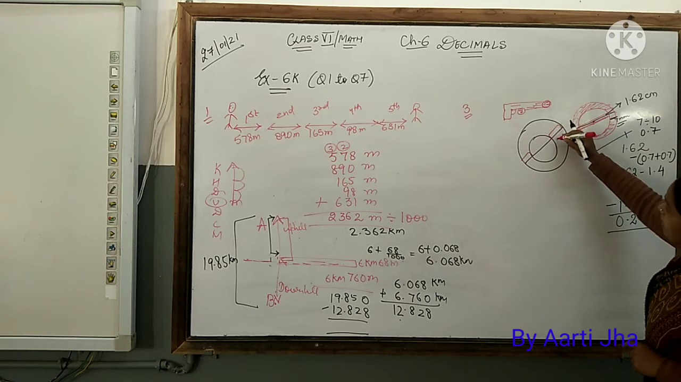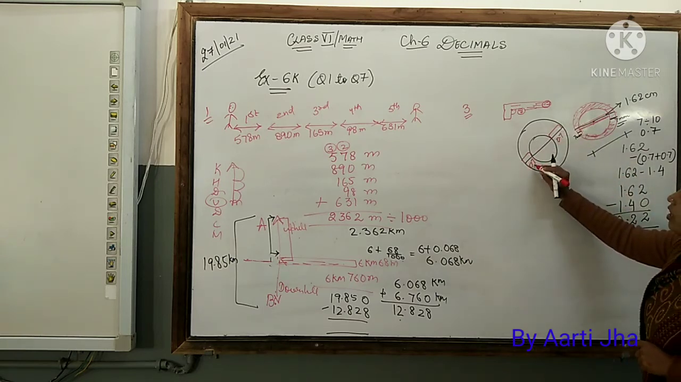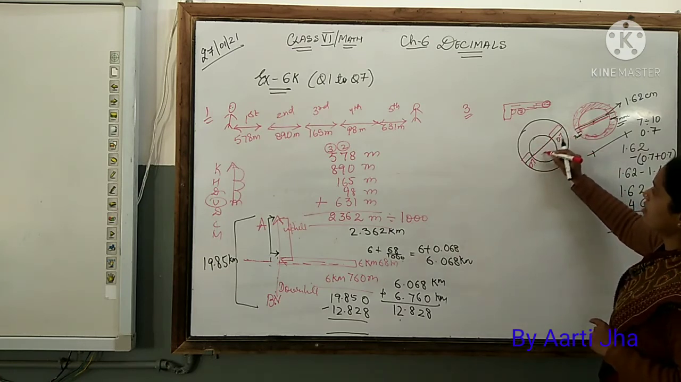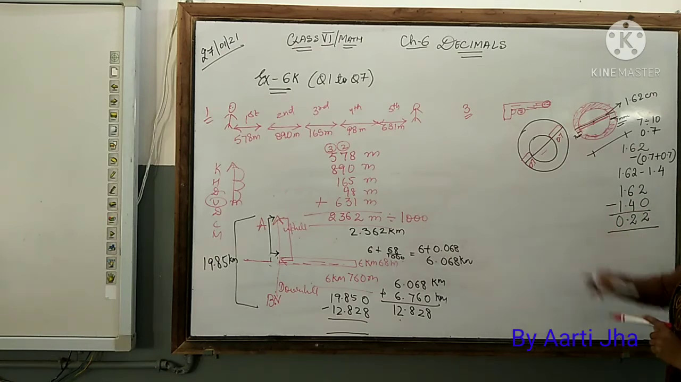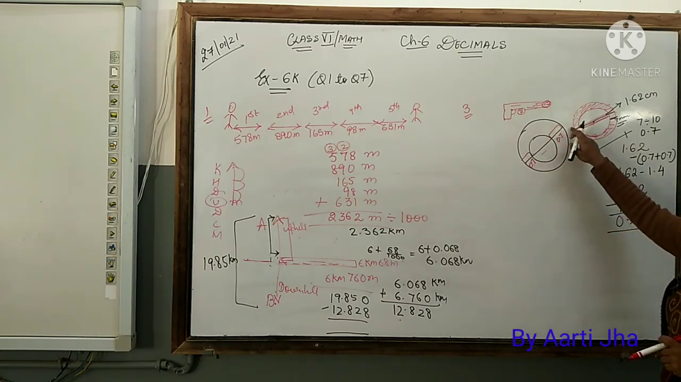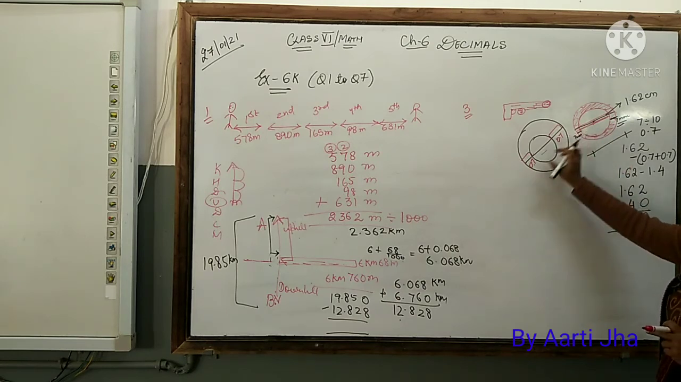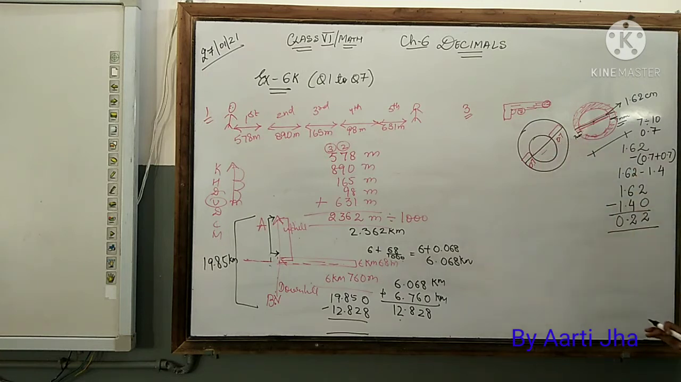Okay, this thickness is 0.7. What you have to find is the black length. How will you do it? From the total length, subtract this and this. After subtracting these two lengths, you will get the inner length. Hope you will understand this.